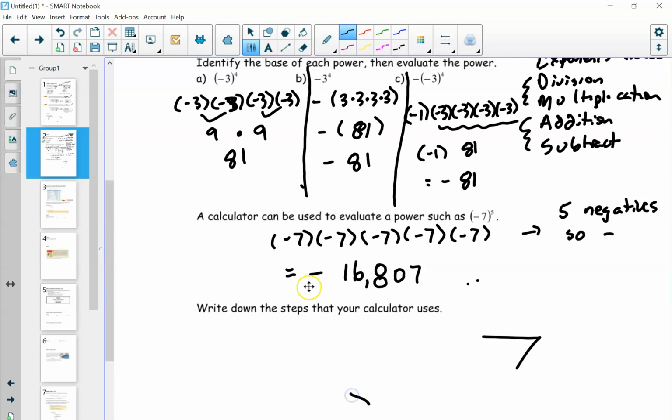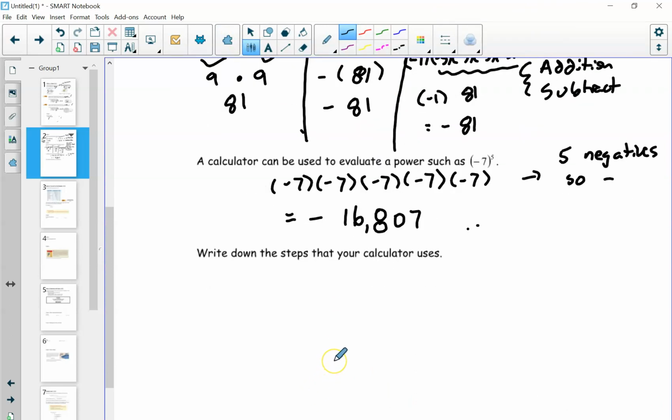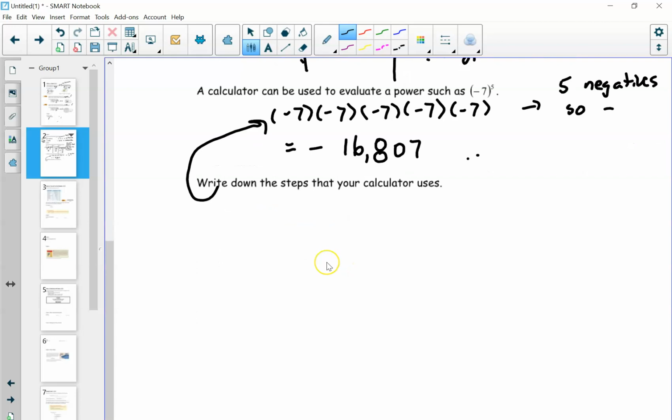Okay, so I took care of the negative first because there's an odd number of negative signs. I knew the answer was going to be negative. So I just put down the negative before I even started figuring out what 7 times 7 times 7 is, just to make sure I didn't make any mistakes on my calculator. Now, writing down the steps that your calculator uses, well, we did that already. That's basically all I did on my calculator.